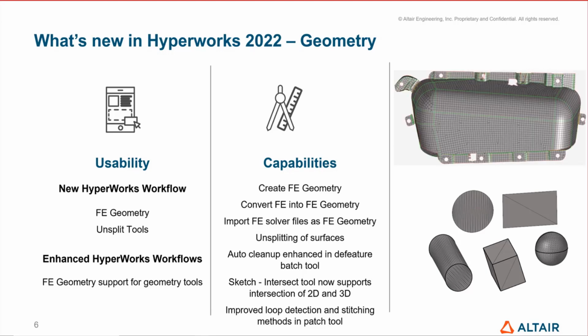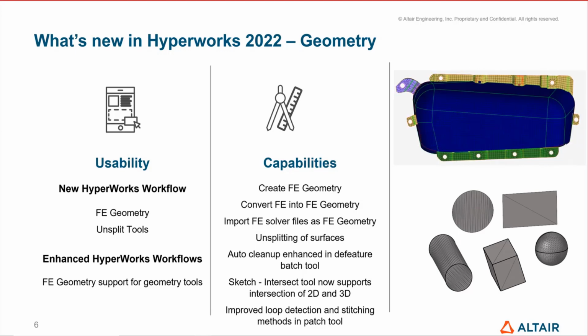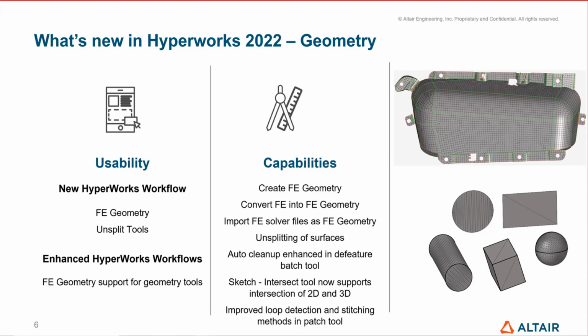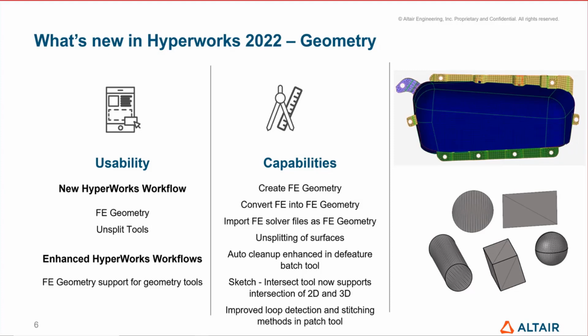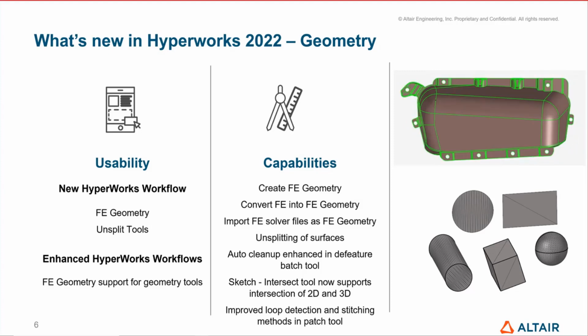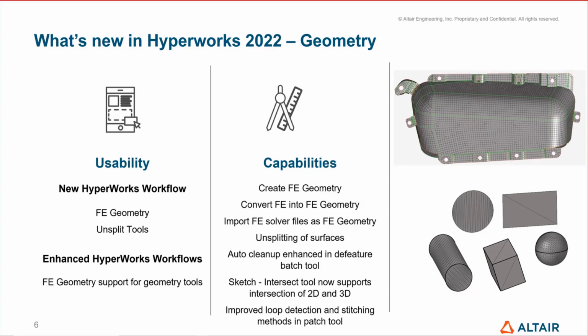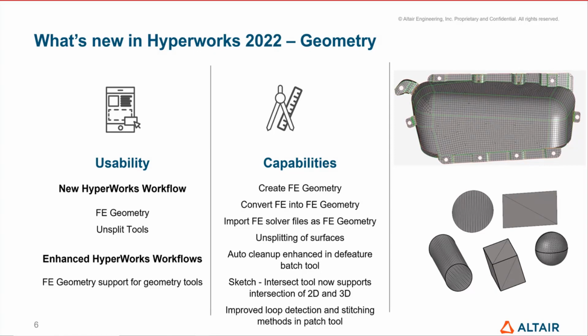Also from the sketches side, with the intersect plane, now you can intersect and obtain a plane from 2D and 3D elements. Initially only geometry support was there. Now you could do intersect on 2D and 3D elements as well. Also, from the surface patch tool, we've improved the performance as well as the capability. The patch tool has improved loop detection and stitching methods. So when you fix patches, you should have a clean geometry.